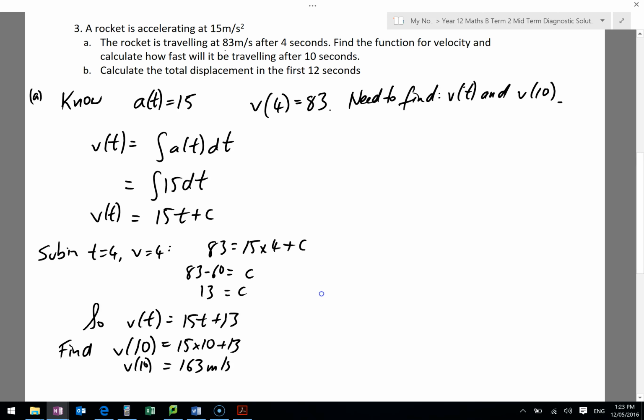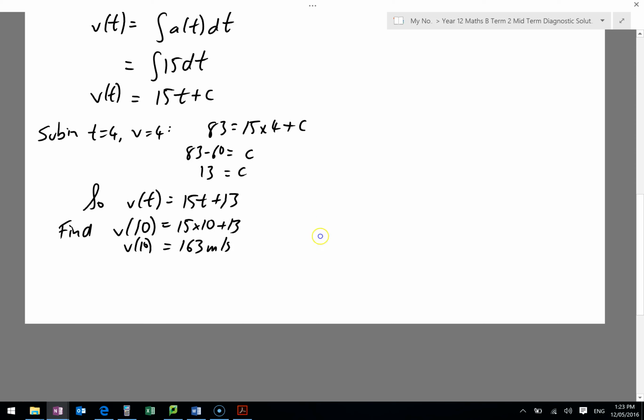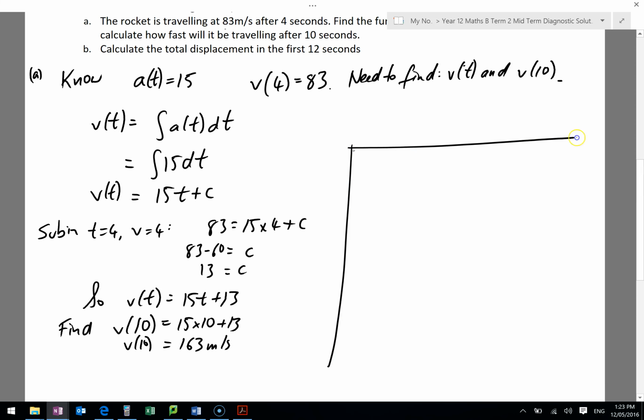Calculate the total displacement in the first 12 seconds. I'll do it down here. Part B, find displacement for the first 12 seconds. Remember, if I've got a velocity time graph that looks something like this, the displacement for the first 12 seconds will be the area under here.